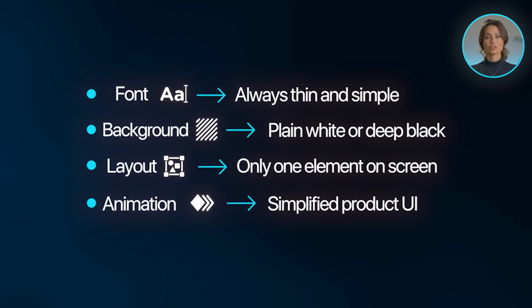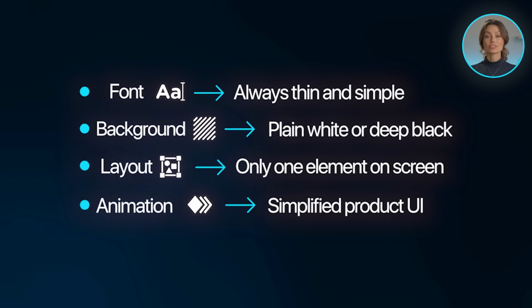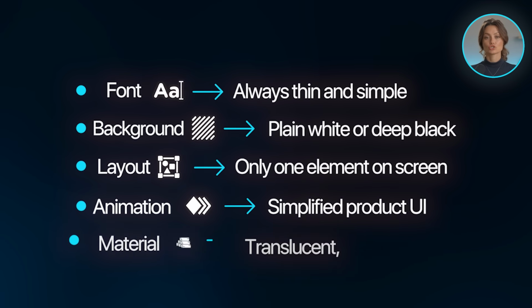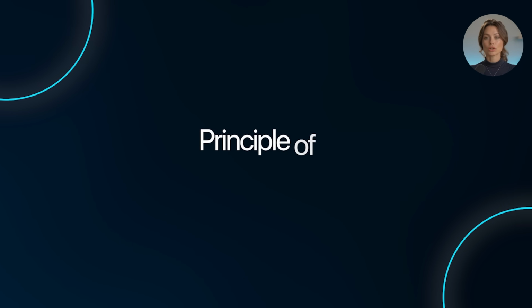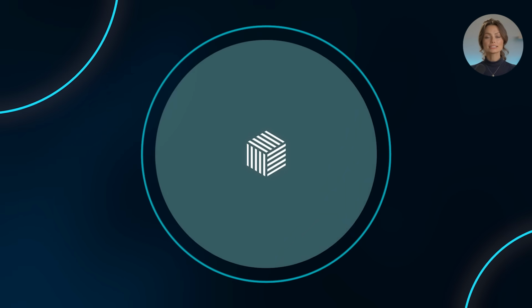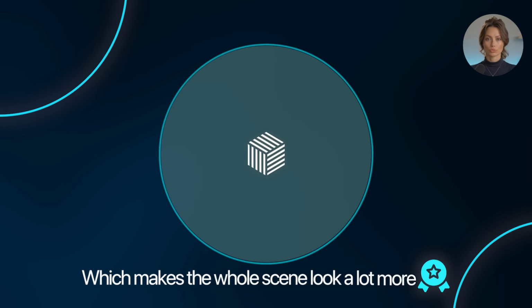Another thing is how they handle the actual product UI. Because instead of showing complicated interfaces, everything is simplified and presented on these translucent liquid glass panels that add a soft depth to every scene. But the biggest one out of all of these is the principle of negative spacing, because there's always a huge amount of empty space left around the main element, which makes the whole scene look a lot more professional. And with that, our entire style is now locked in.